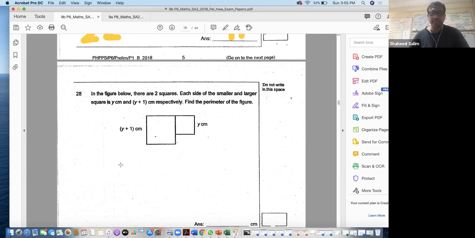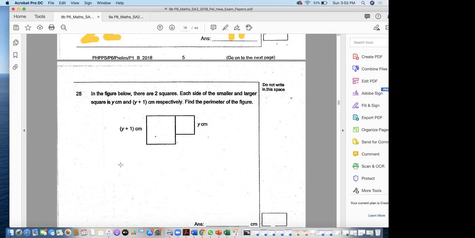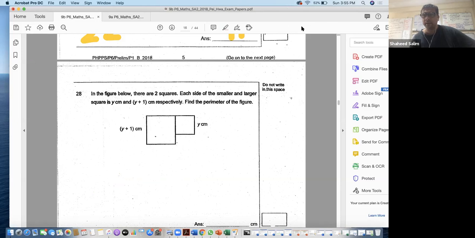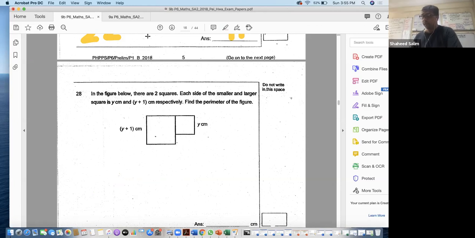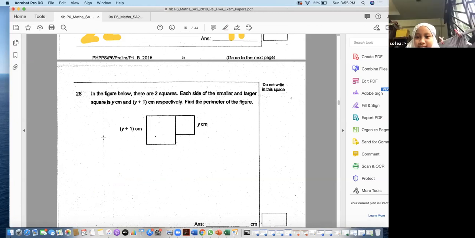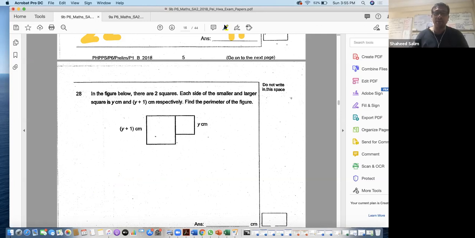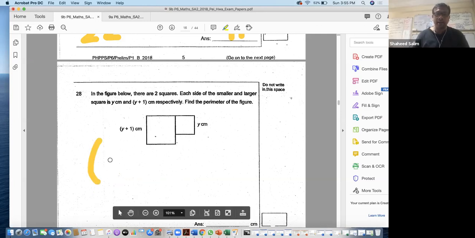My answer is 6y plus 4. Oh, 6y plus 4 also. 6y plus 4 also, okay. Bracket 6y plus 4. All right, let's see. Shafika, this is Shafika. Answer is 6y plus 4. I have not done it. Congratulations CM. To all of you, 28. Well done. 6y plus 4, bracket CM. So you put bracket like that, 6y plus 4 CM.